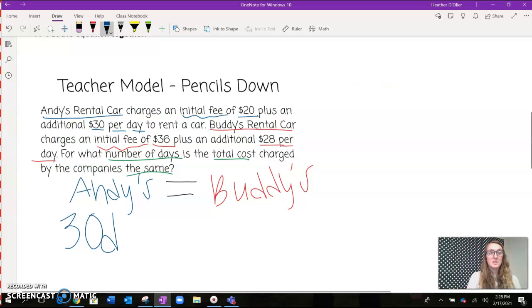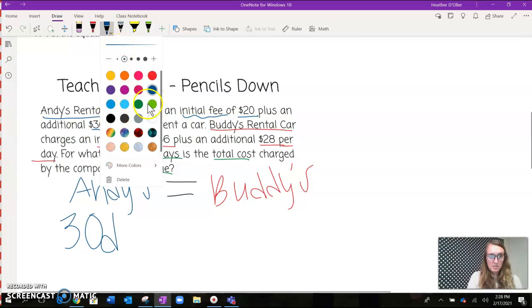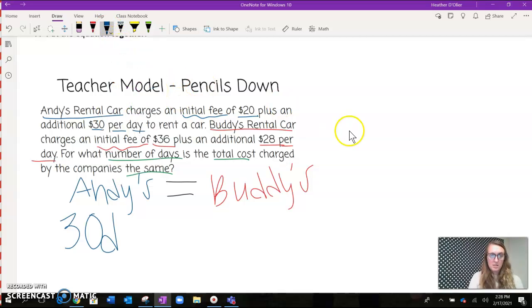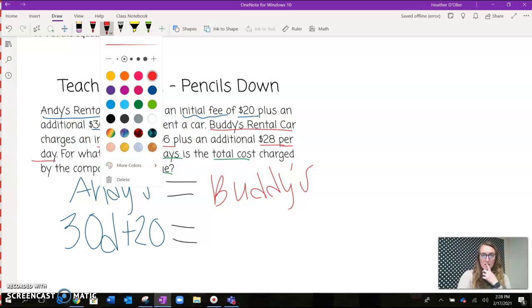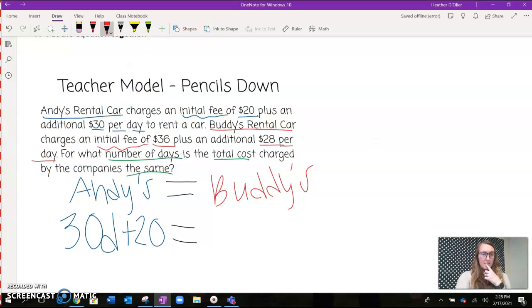Then my next part was to identify the constant, the thing that happens one time. That would be the $20 fee. Okay, so I have one side of my expression, 30D plus 20. Now I get to move over to Buddy's. And they worded them almost the exact same. So I'm going to follow kind of the same procedure. Buddy's, for their over and over, the initial fee. No, that's one time. 28 per day. And then their 36 was the initial fee.